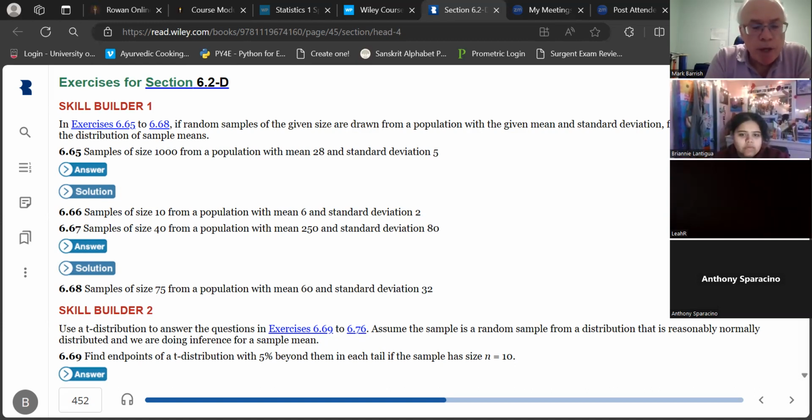So what would be, go ahead. I was going to say, would it be 5 divided by the square root of 1,000? That's right. Very good. Does anybody want me to display that using the calculator? Because it's pretty straightforward.